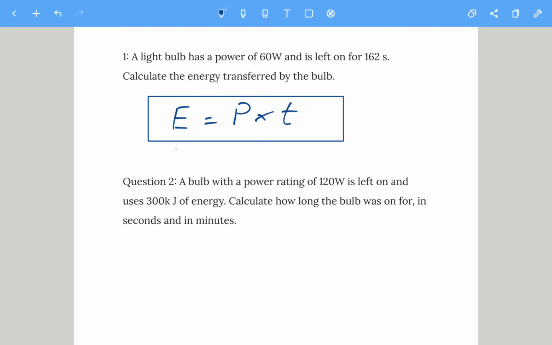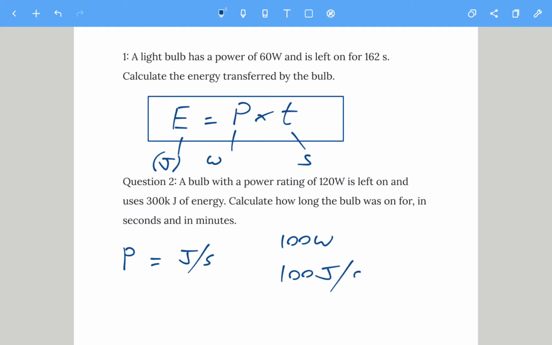And the units, in case you don't know them: energy is measured in joules, power should be measured in watts, and time is in seconds. Power, just as a recap, is also measured in joules per second. So power is the rate of energy transfer. So 100 watts means that 100 joules of energy are transferred every second. So 10 watts would mean that 10 joules of energy are transferred every second.